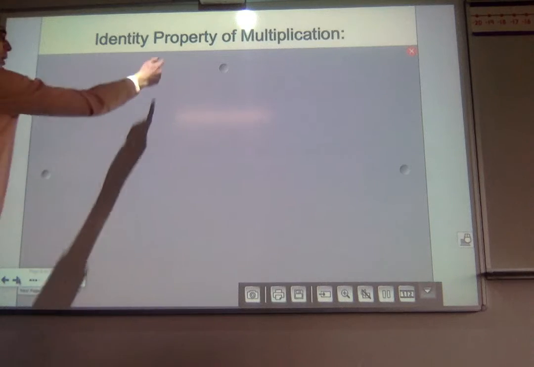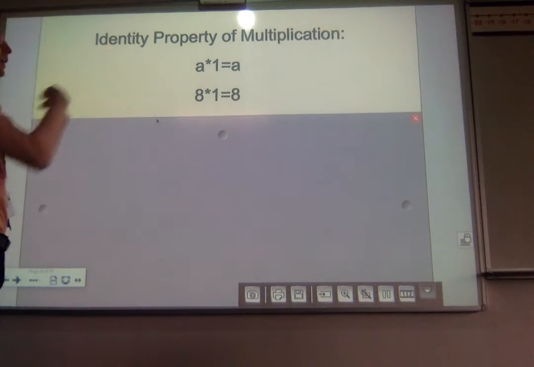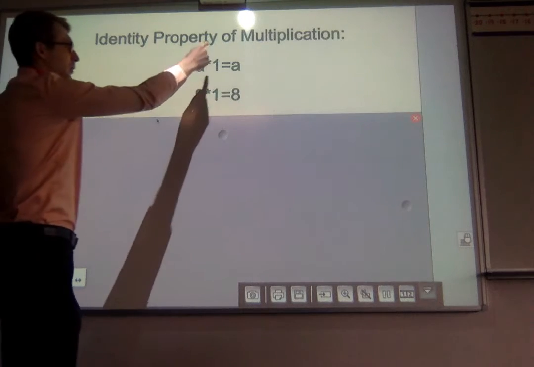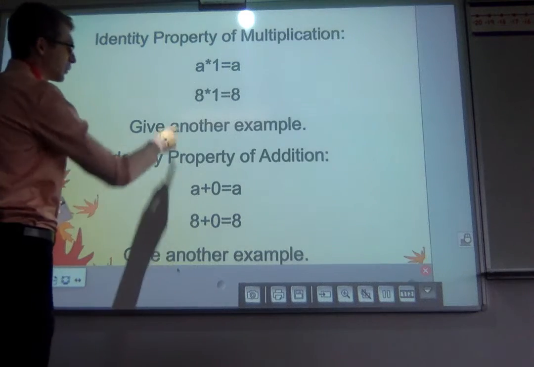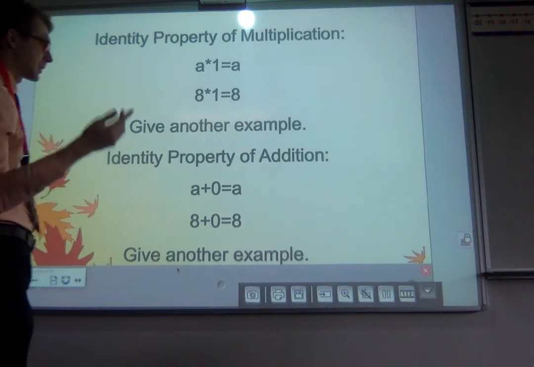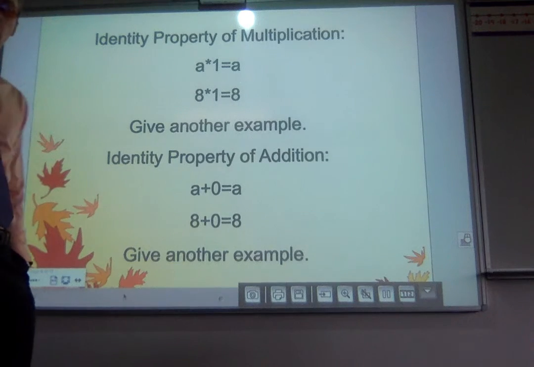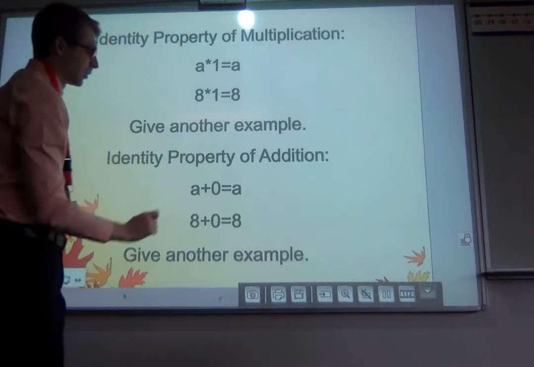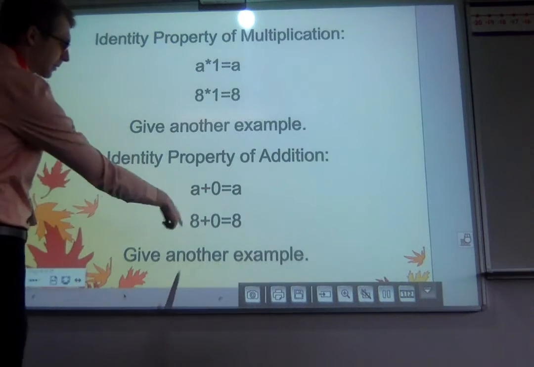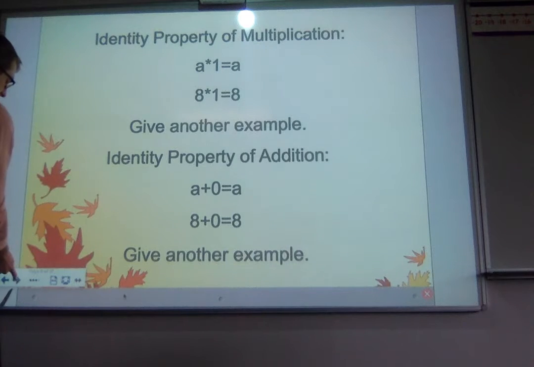All right, identity property of multiplication. When you think identity, you think of yourself. Any number times 1 is just going to remain itself. Another example: 5 times 1 is 5. Identity property of addition. What number do we have to add to any number to keep it the same? That number is 0. Any number plus 0 is itself. 8 plus 0 is itself, and 4 plus 0 is 4 itself.